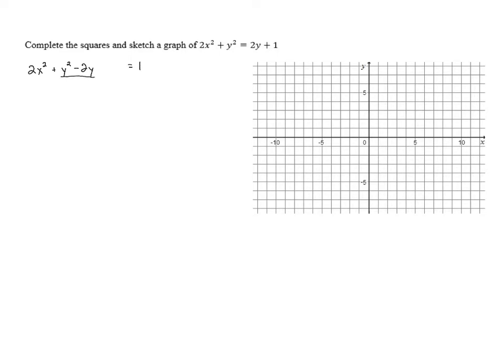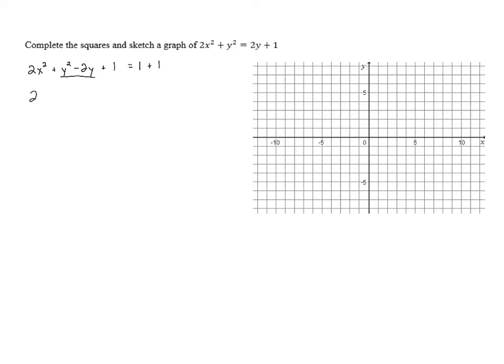To do that, we take the coefficient on the y, negative 2, we divide it by 2 to get negative 1, and then we square it to get positive 1. So we need to add 1 on the left-hand side to complete that perfect square trinomial, and to keep the equation balanced, we'll also need to add 1 on the right-hand side.